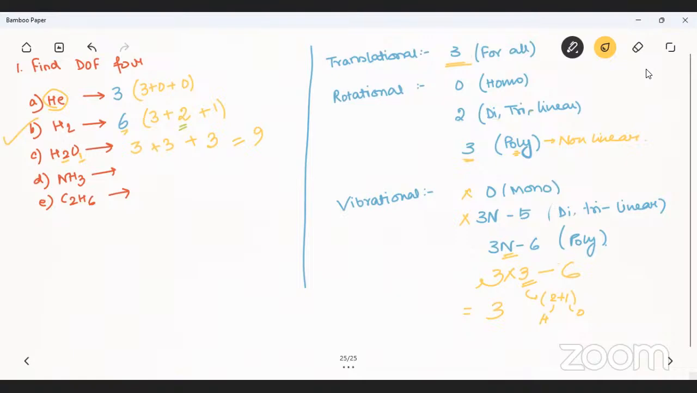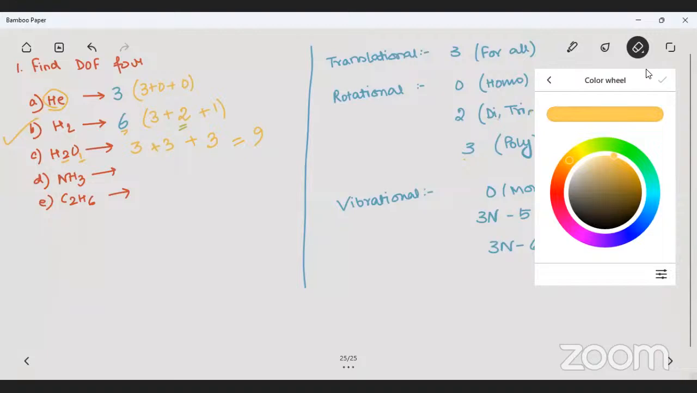Now ammonia, for ammonia it is 12. Now how 12? Okay, let me erase everything. Yes, ma'am, it is 12. So do I need to explain, or will anyone explain it to me? Okay, I'm explaining.